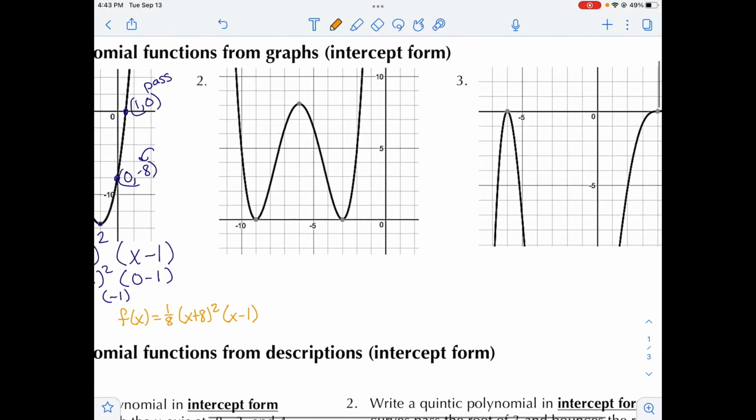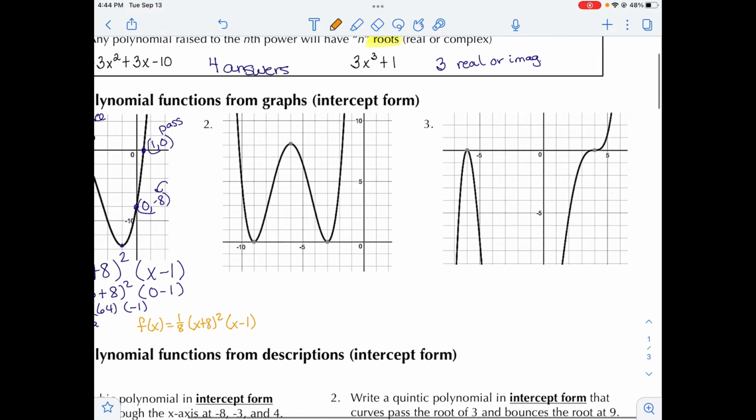All right, I want you to look at 2 and 3, see what you can do on your own, and then come back and see how you did with the process.